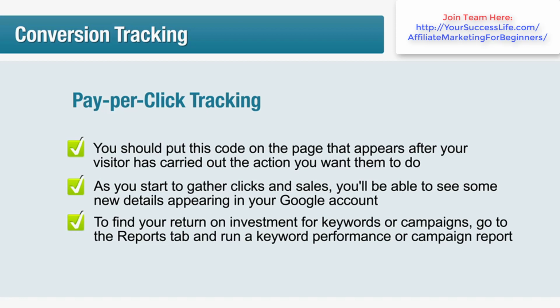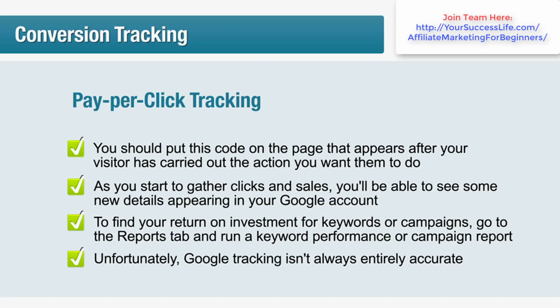Adding tracking codes for Yahoo and MSN is a very similar process, and there is nothing to stop you from having all three codes in one conversion page. Unfortunately, Google tracking isn't always entirely accurate.